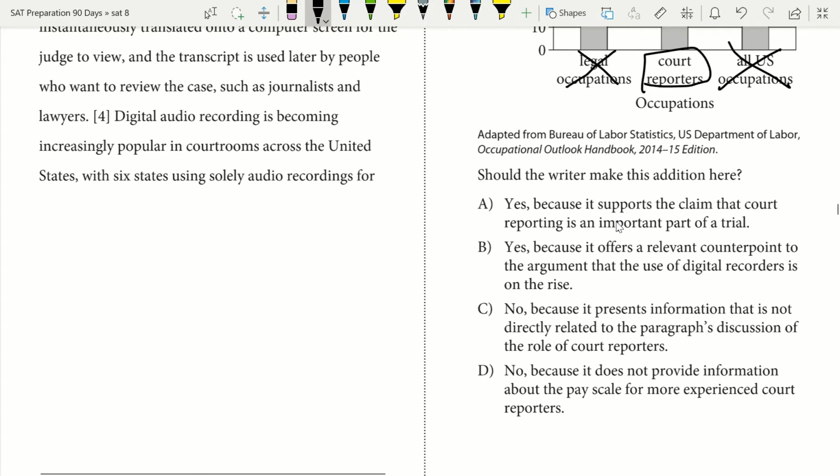So we can go ahead and get rid of the yeses because we know we definitely don't want to add it because it's really not related to what we're talking about, other than the fact that it shows the salary of court reporters. But even that is not related to what we're talking about because we aren't talking about how much they're paid. Okay, so we're not going to want to add it.